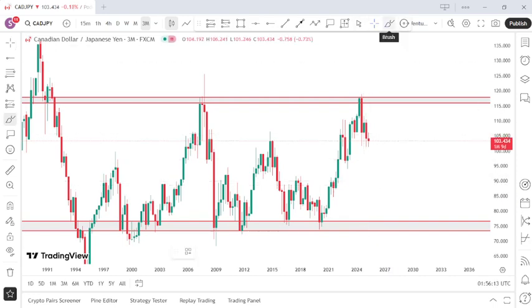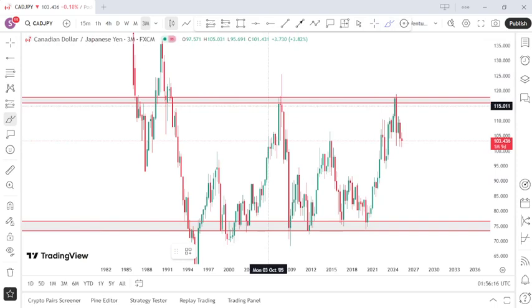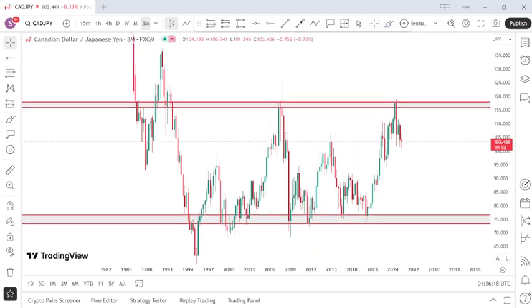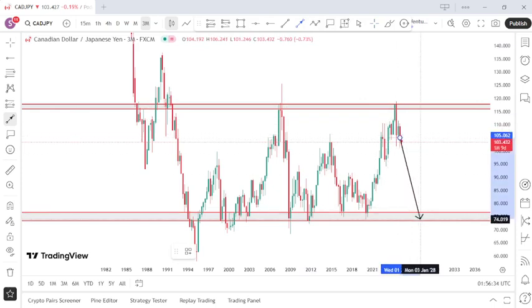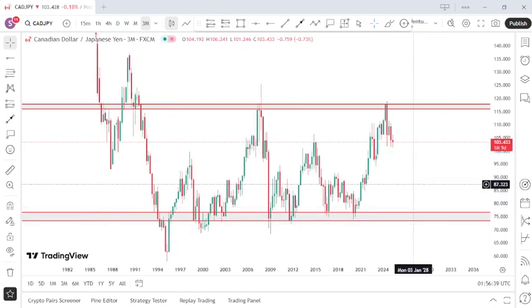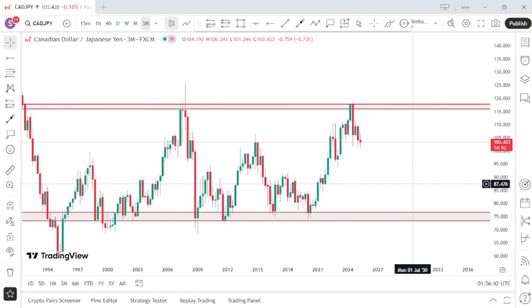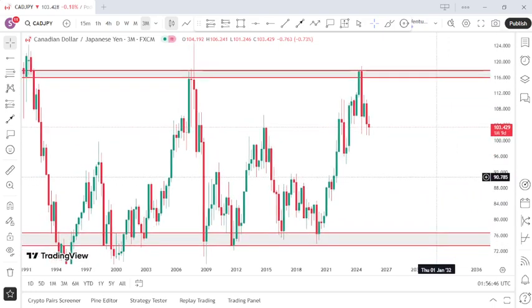Price on CADJPY from the 3-month time frame is ranging. You are looking at a ranging market. Since price is moving in the ranging market, you have tapped into the monthly upper zone. You are expecting price to sell all the way to the monthly lower zone again. So on CADJPY, we are looking at a selling market. So we are going to be looking for selling opportunities as we go through the lower time frames.